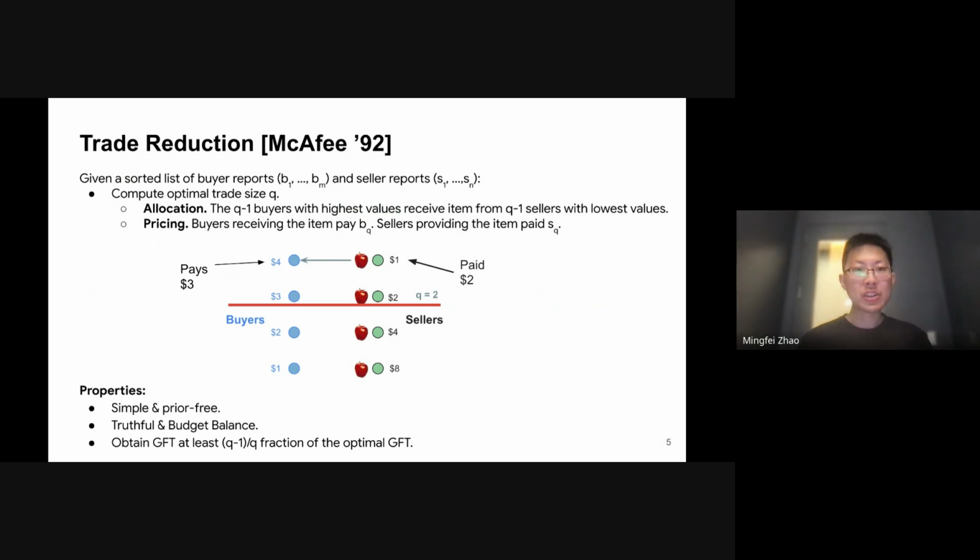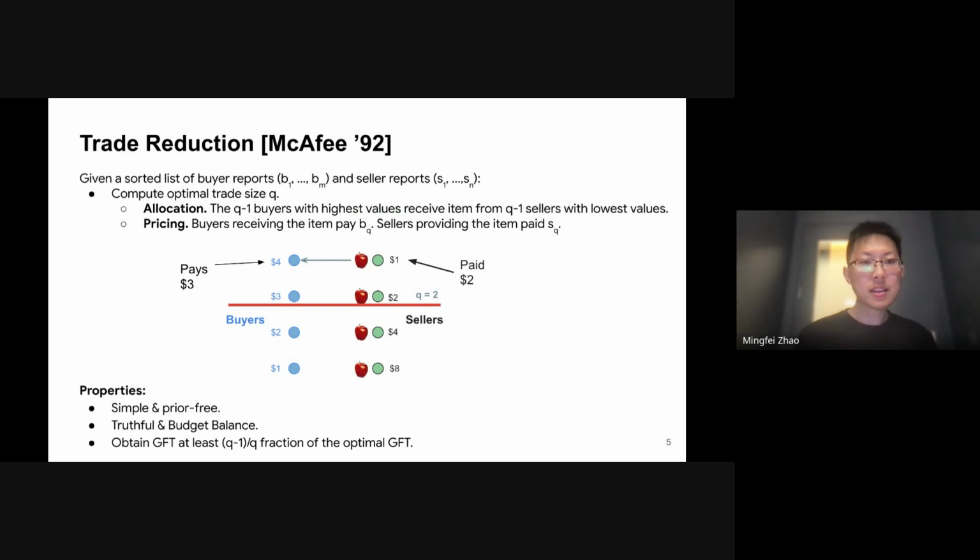But in general, for general distributions in the Bayesian setting, trade reduction has no gains from trade guarantee, because it might be the case that the optimal trade size is 1 with high probability. So in that case, the trade reduction has no gains from trade guarantee.